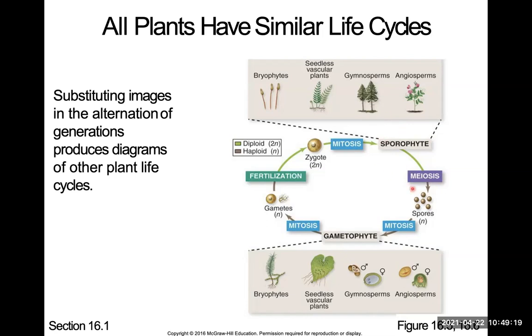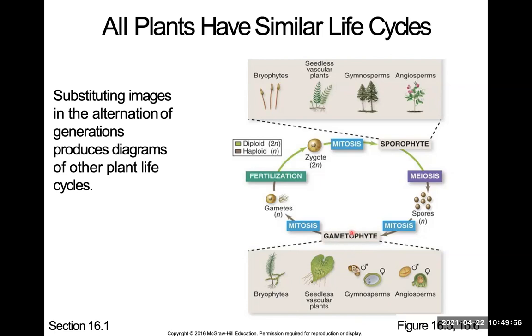So for this generalized plant cycle, I'm just going to give you an overview. You have a zygote that's diploid, 2N. It starts to divide through mitosis. It divides and turns into a sporophyte. Sporophyte is a plant stage that makes spores. Spores are like seeds. The sporophyte goes through meiosis and turns into spores that are haploid. These spores drop on the ground. Depending on whether it's a seedless vascular plant or a bryophyte, this is how it's going to germinate and turn into a gametophyte.